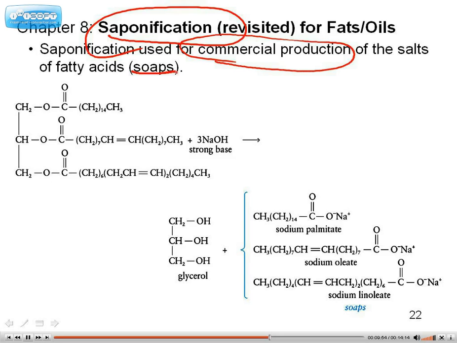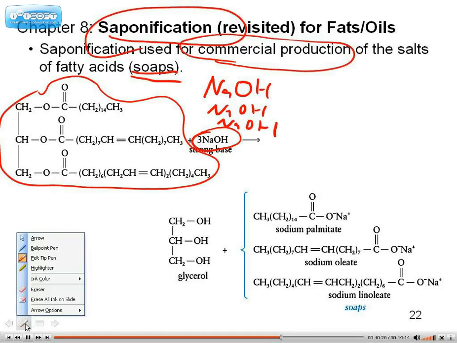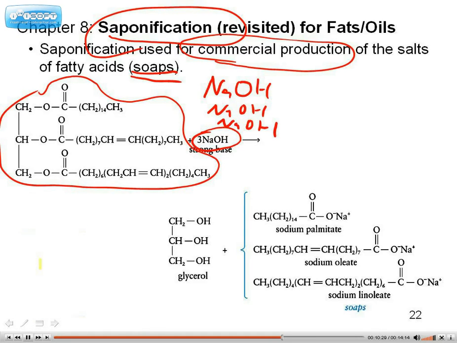This is completely redundant. We've already talked about this reaction in two different parts of our previous organic chapters. But again, I could still test you on it since we're now looking at biomolecules. So I could give you a triglyceride here. I can give you a strong base. Notice we have 3 sodium hydroxide molecules. And you should be able to predict what's going to happen.